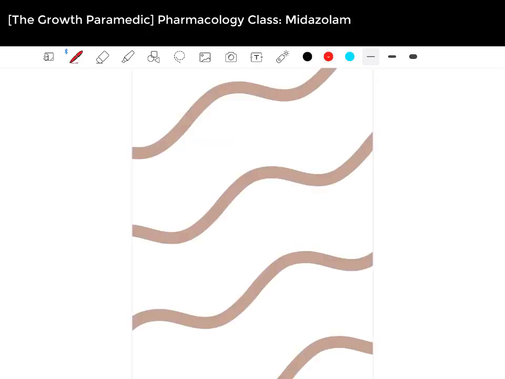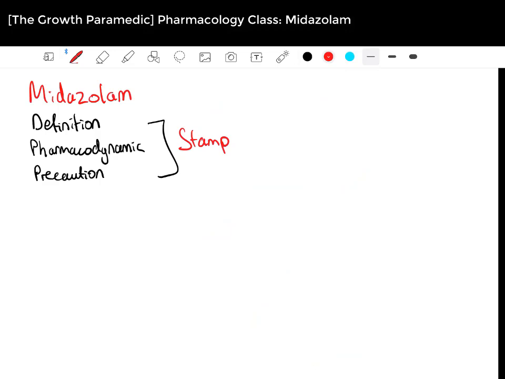What do I do here? Sorry, time stamp. So stamped.